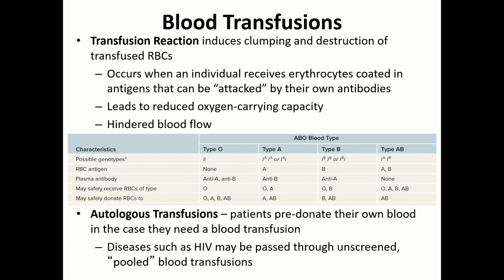Now, ideally, you would want to have a blood type donated to you that is as identical as possible to your own. And in some cases, a patient can pre-donate their own blood, have it on reserve somewhere, so they can receive an autologous transfusion when in need. That way they don't have to worry about finding somebody with the same blood type.